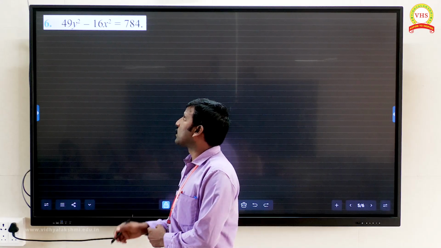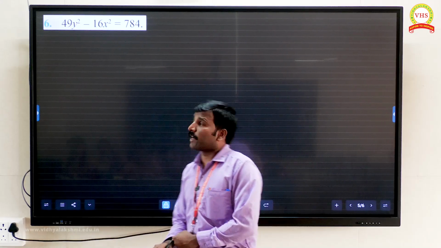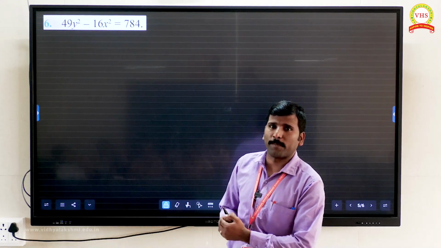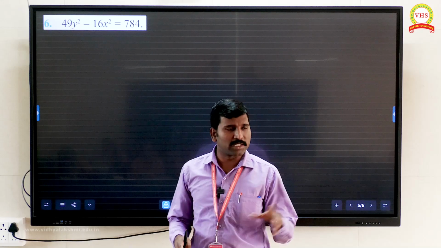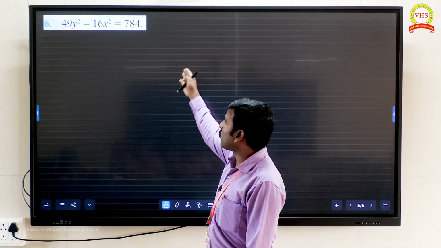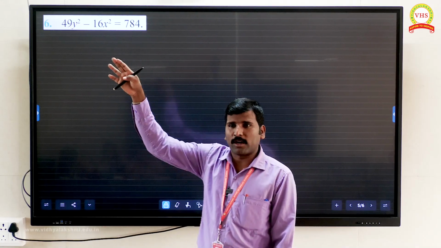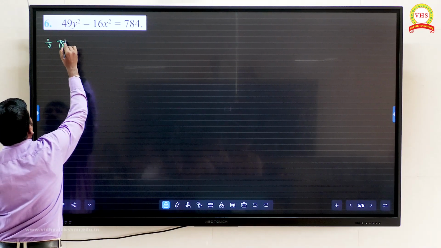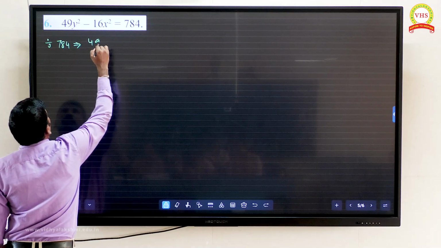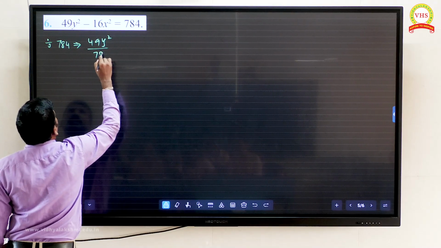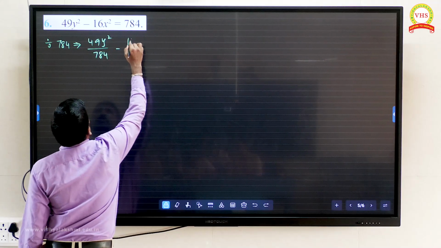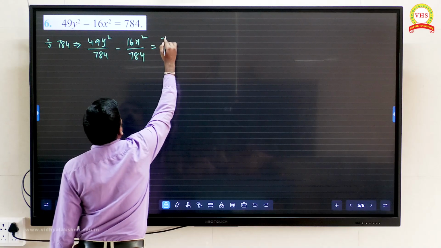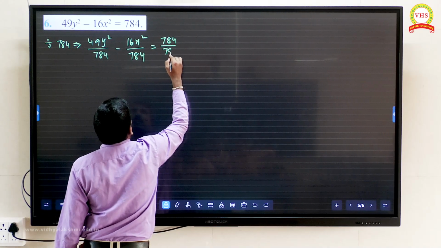Sixth one, 49y square minus 16x square equals 784. This also is not in the standard form, so we have to make it standard. It means we have to make the right side equal to 1. So I'm going to divide both sides by 784. When I divide by 784 on both sides, what am I getting? 49y square divided by 784 minus 16x square divided by 784 equals 784 divided by 784.